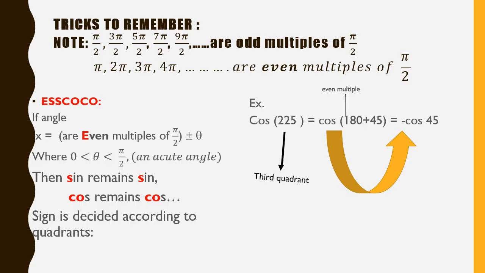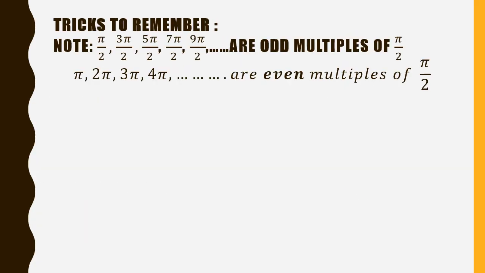Okay, cos will remain cos because of the S-Co-Co rule, and the negative sign is due to the third quadrant where cos is negative. Correct?